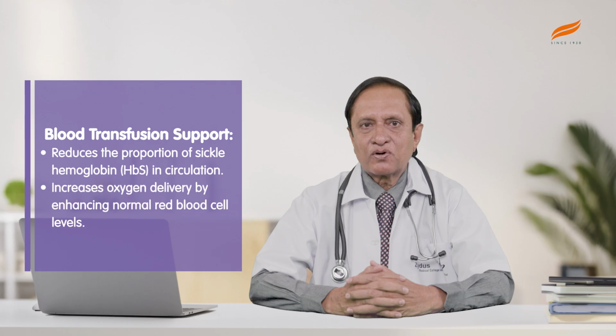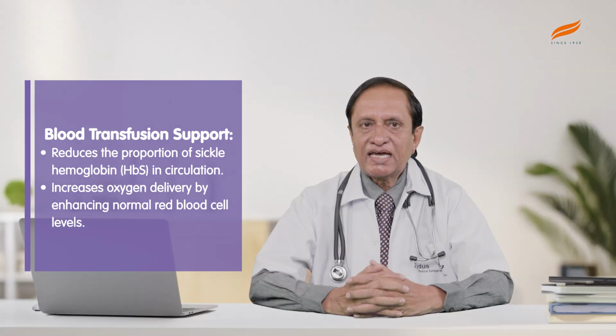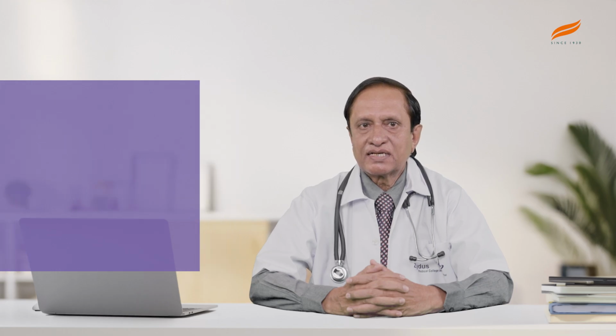Blood transfusion support: though not initially required, chronic transfusion therapy is often recommended in patients with recurrent crises or complications. Transfusion helps reduce HbS level, improve oxygen delivery, and lessen the risk of vaso-occlusive crisis. In severe cases, exchange transfusion is also considered to rapidly reduce sickle cells.